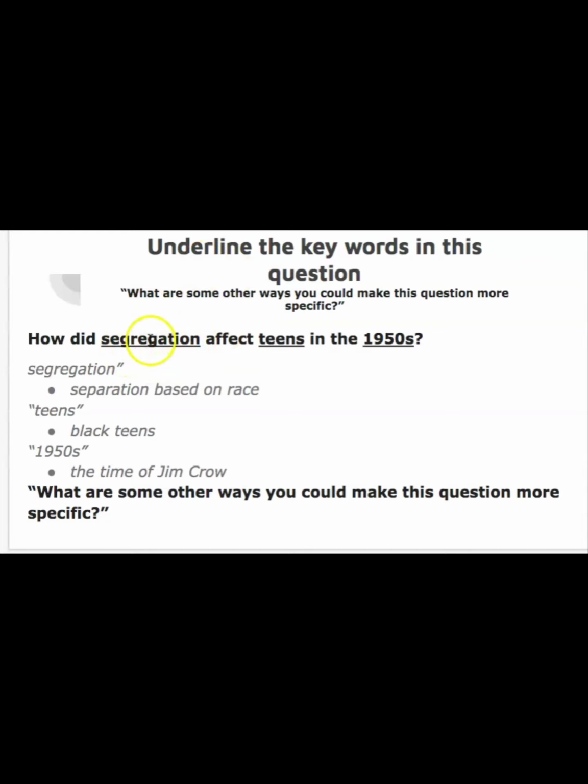We could make this more specific by breaking segregation down based on race, or maybe people are segregated because of where they live. Now we could make this even more specific by saying what types of teens. Are we talking about white teens, black teens, teens between the ages of 12 and 14, or 12 and 16? Are we talking about Jim Crow? Are we talking about something else that took place in the 1950s?